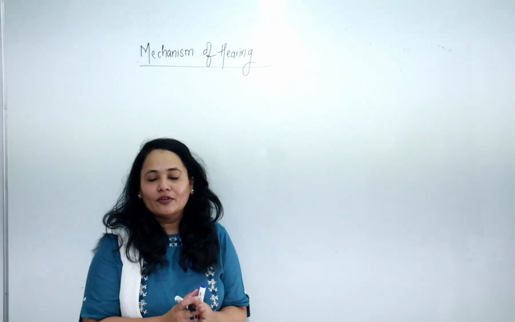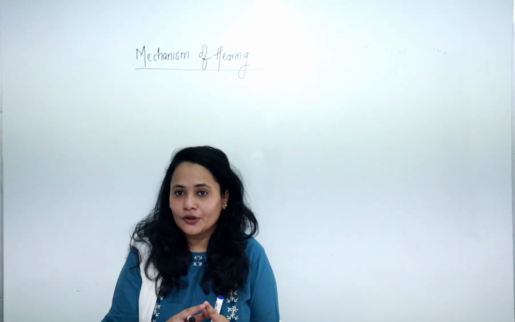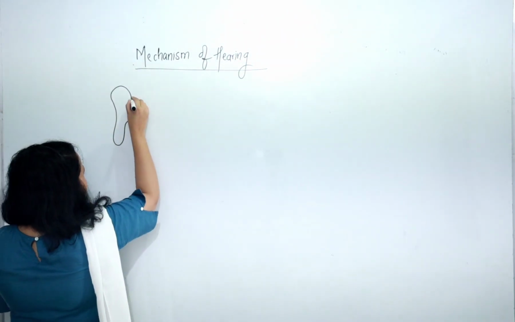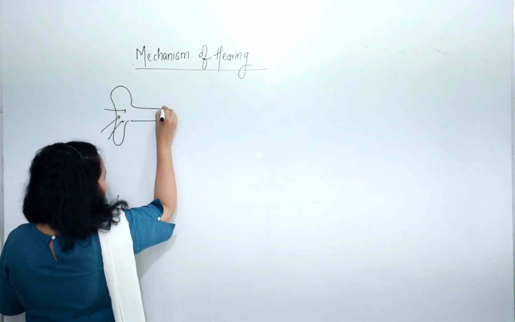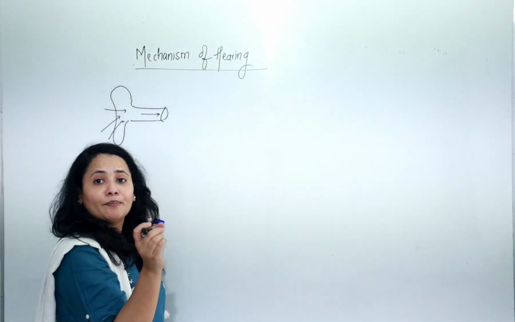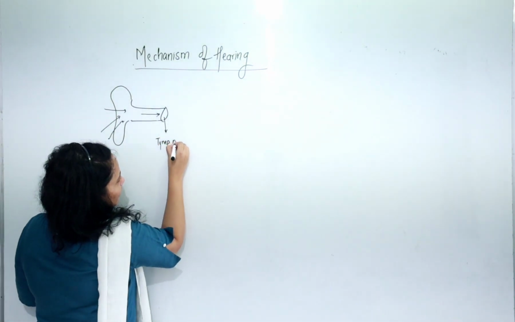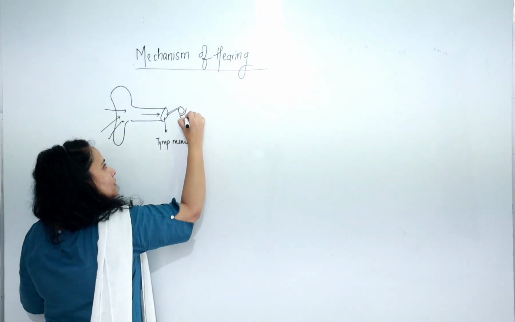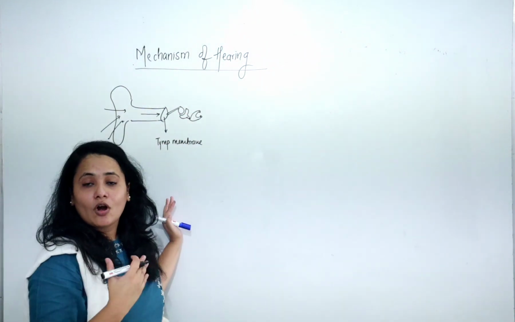Now let us begin the last topic of this chapter, the external ear, and we will be discussing the mechanism of hearing, that is, how do we hear. So the sound waves are focused from the external ear, that is from the pinna to the auditory meatus. So it goes to the auditory meatus, and then it will vibrate the tympanic membrane, which will in turn lead to the beating of the ear ossicles.